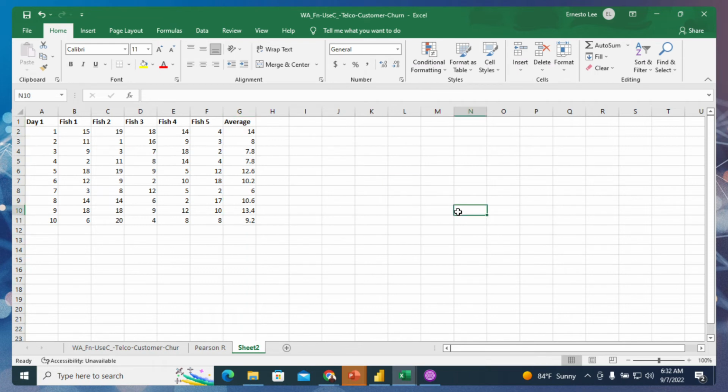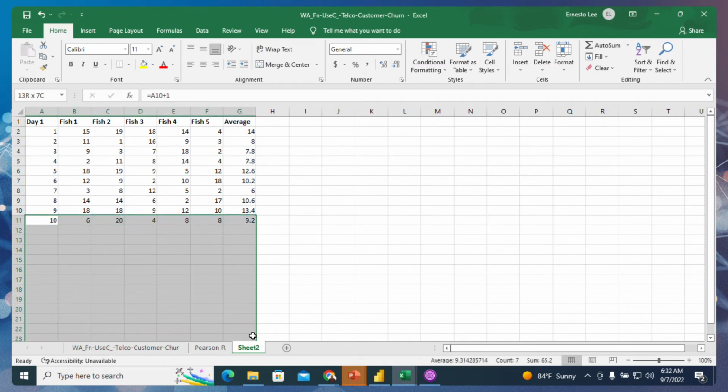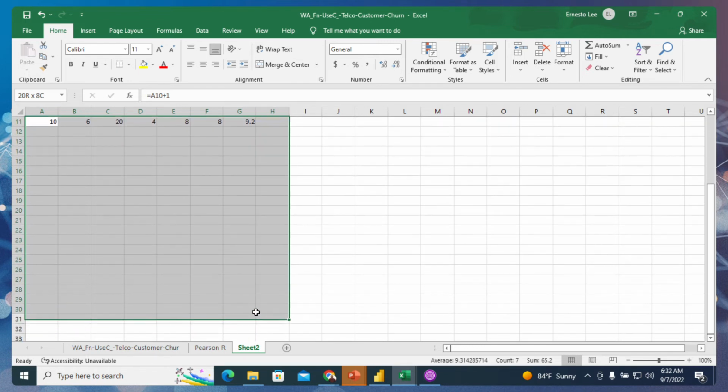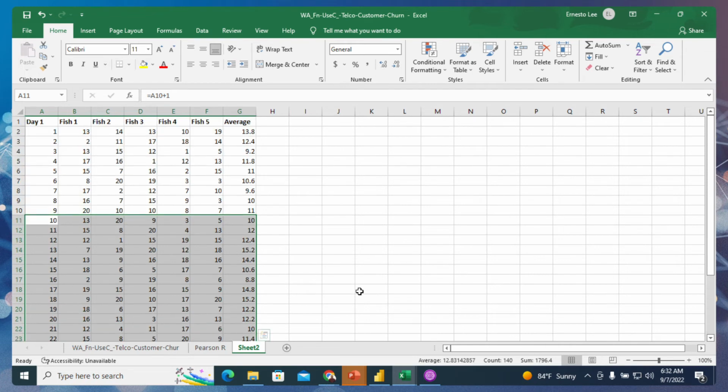But like I said, it takes about 30 data points. So let's go down to 30. Sometimes it could be a little more. I'm going to do Control D to go down. Now I'm going to take the average column. I'm going to do an insert.